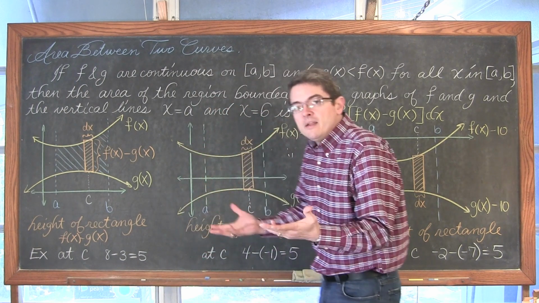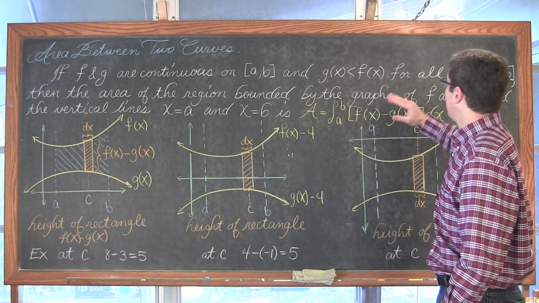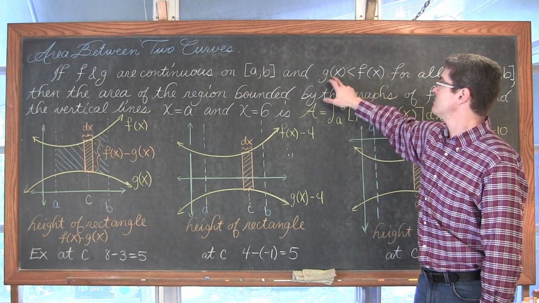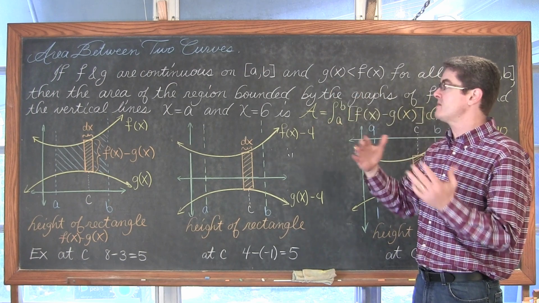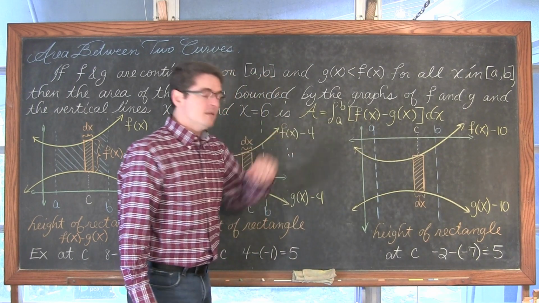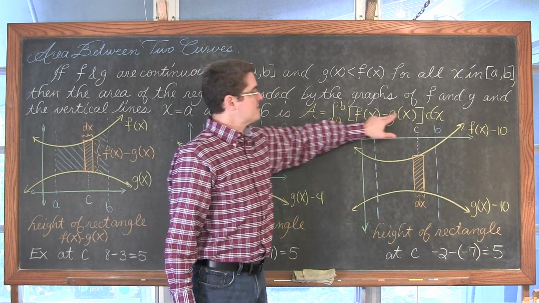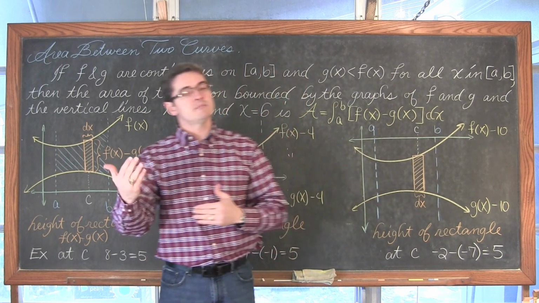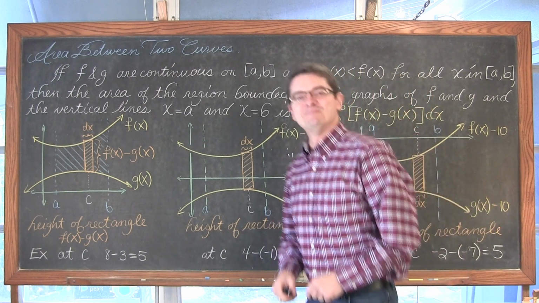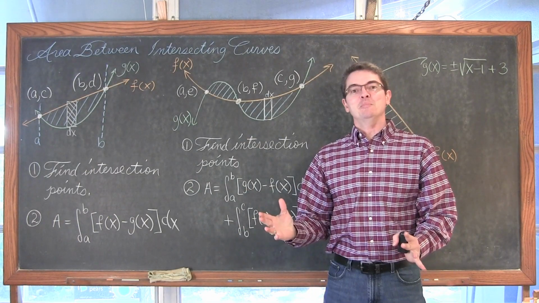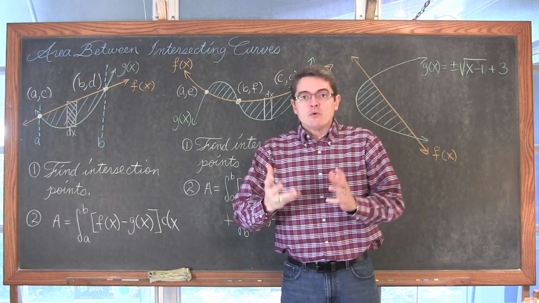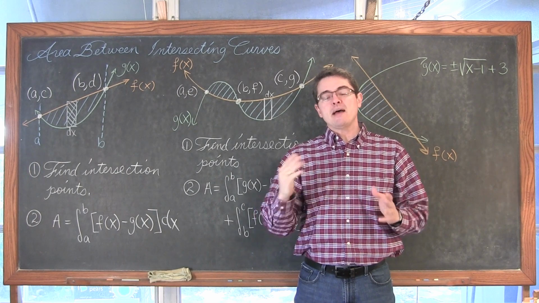So as you find these areas between two curves, again, the restriction here is they have to be continuous on the closed interval, f of x must be greater than g of x on that entire closed interval, and if it is, the area is, again, the definite integral from a to b of f of x minus g of x dx. And it doesn't matter if one or both of those functions are below the x-axis. Bam!